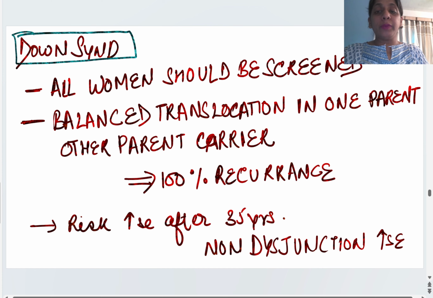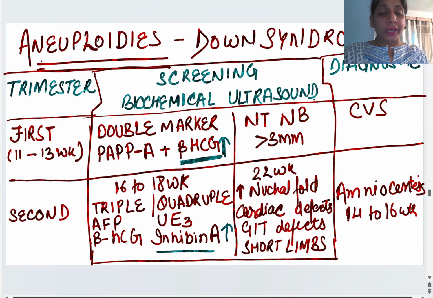Okay, now aneuploidies, how to screen for aneuploidies? I told you that aneuploidy risk increases. Down syndrome screening has to be done in all the pregnant mothers. How to do the Down syndrome screening, that also I will tell you. You will not become criminal. Okay, so let's see.